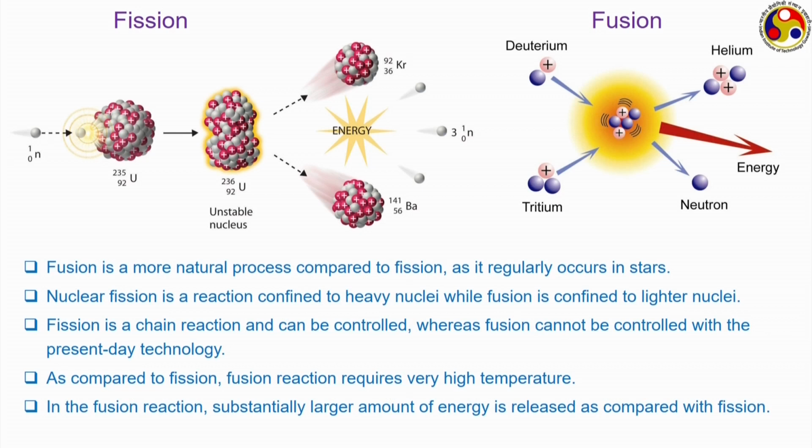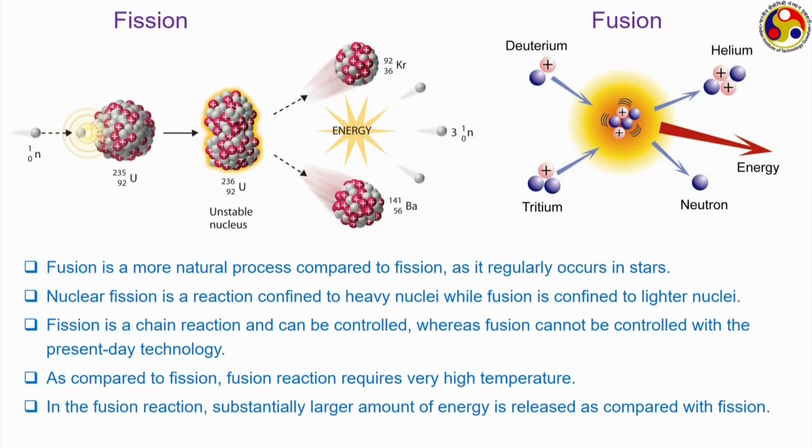In the fusion reaction, a substantially larger amount of energy is also released compared to fission, because the associated elements are much lighter in mass. Just compare the mass of uranium, which has a mass number of 235, to that of deuterium or tritium, which have mass numbers of 2 or 3 respectively. Therefore, fusion gives a substantially larger amount of energy release.